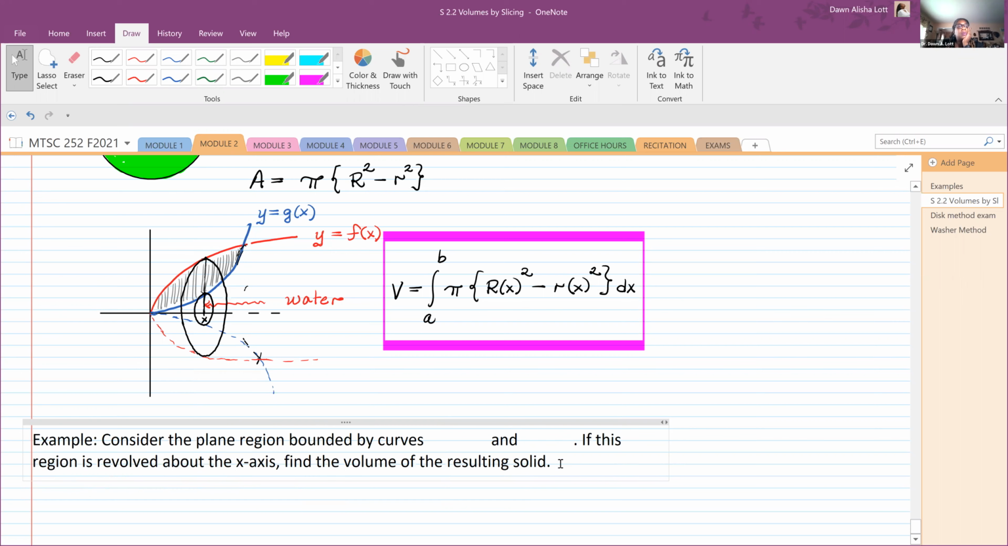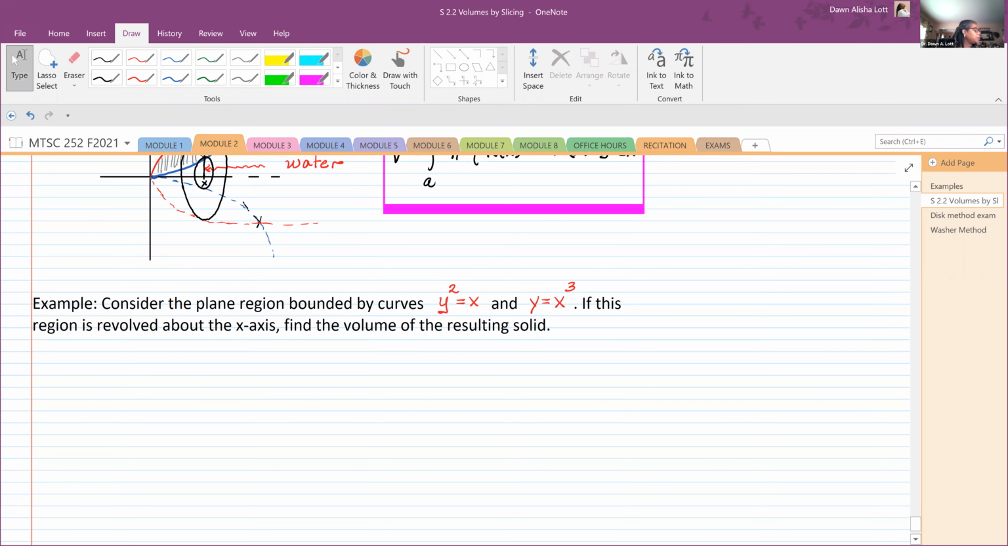Okay. So consider the plane region bounded by the curves. The first curve is going to be y squared equals x, and the second curve is going to be y equals x cubed. So they kind of look like what I just drew. Okay, so x equals y squared is that first one.